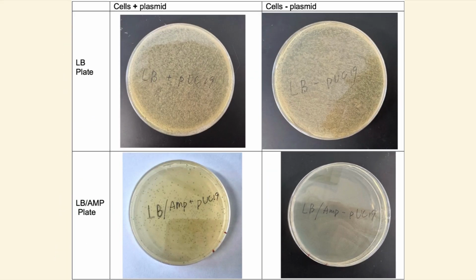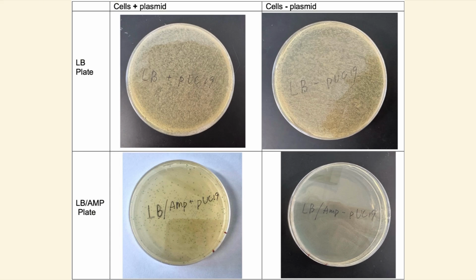This is what I got on the following day. We can find that pUC19 transformants grew as evenly distributed blue colonies on the agar plate with ampicillin. On the agar plate without ampicillin, pUC19 transformants formed white colonies, and although there may have been some blue colonies, they were not visible due to the dense growth of the white colonies.